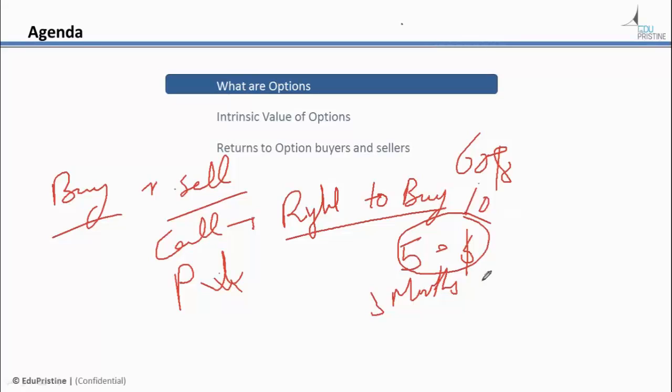But let's say my stock goes down to $40. What do I have? I can buy at 50, but the market price is 40. So will I buy at 50? No, because that is a higher price. I can always buy in the market if I want to buy at 40. So I will not exercise my option. This is called expiring worthless. My option expires worthless. If I want to buy, I can go directly to the market and buy at 40, not at 50. That is call.